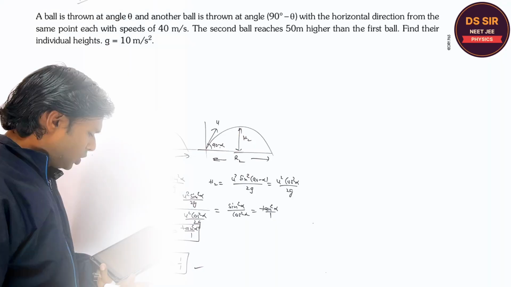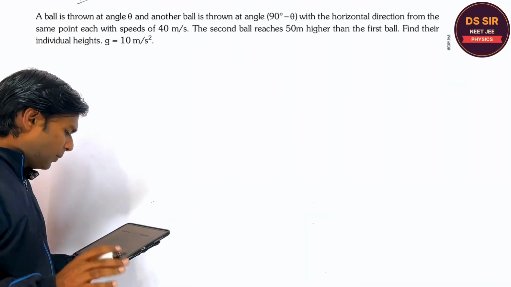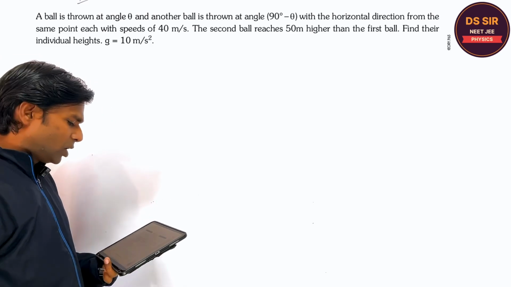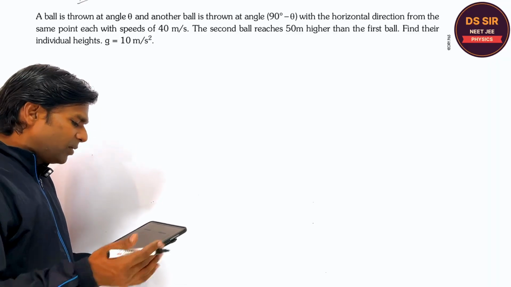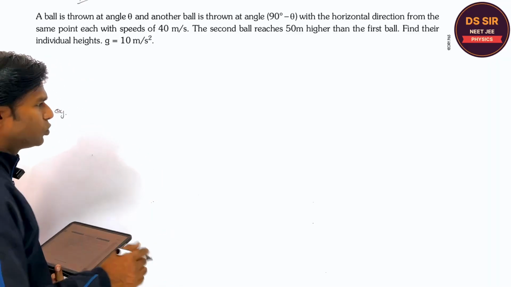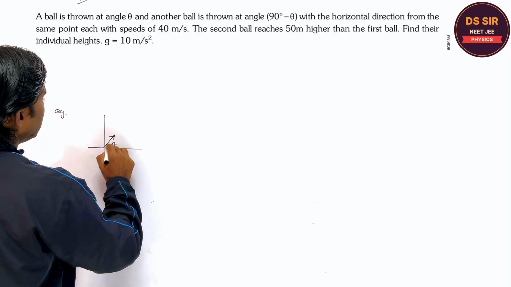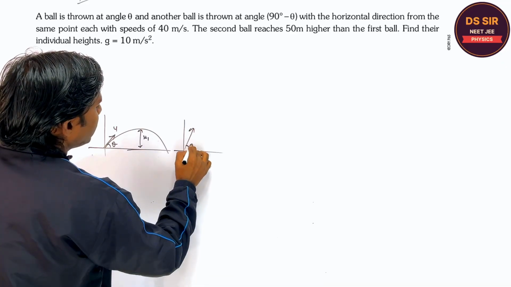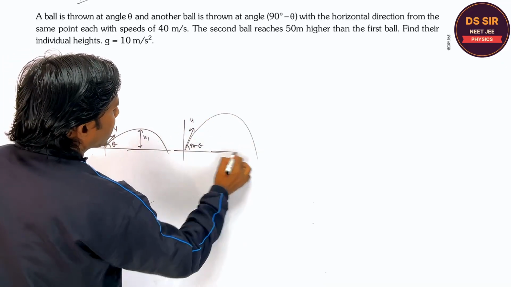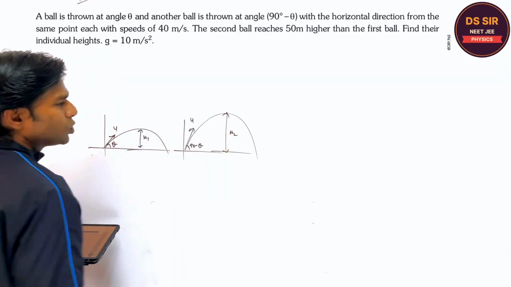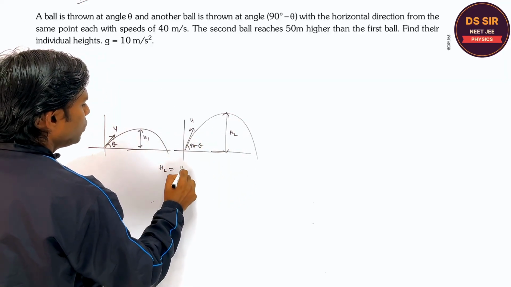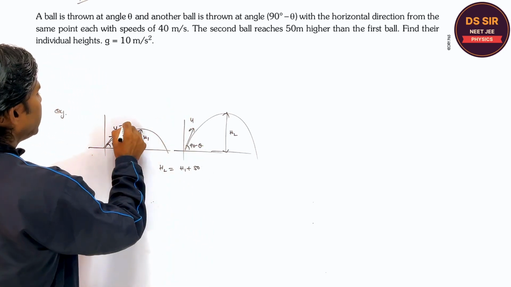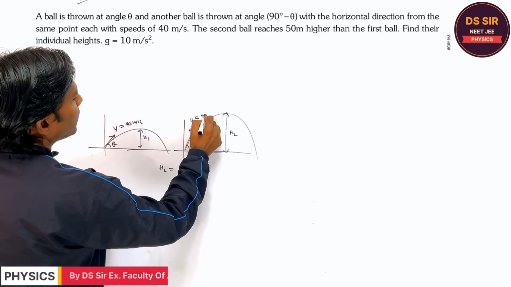Right. Copy this. In the next example, a ball is thrown at angle theta, another ball is thrown at 90 minus theta with the horizontal, and the speed is 40 meters per second. The second ball reached 50 meters higher than the first ball, and you have to find the individual heights. Suppose this is at theta with the same speed, with maximum height H1. Now at 90 minus theta, with the same u, the maximum height is H2. So what is the relation between H1 and H2? H2 is equal to H1 plus 50 meters. All right. And the speed u is given as 40 meters per second in each case.